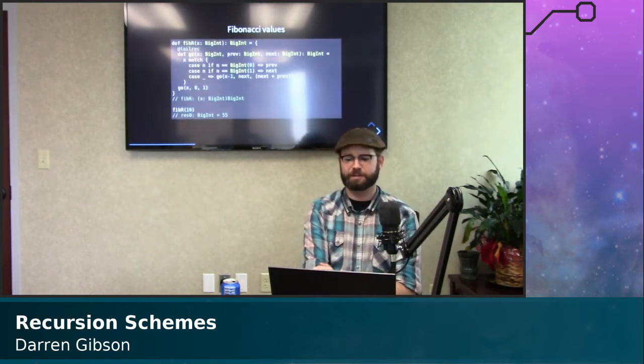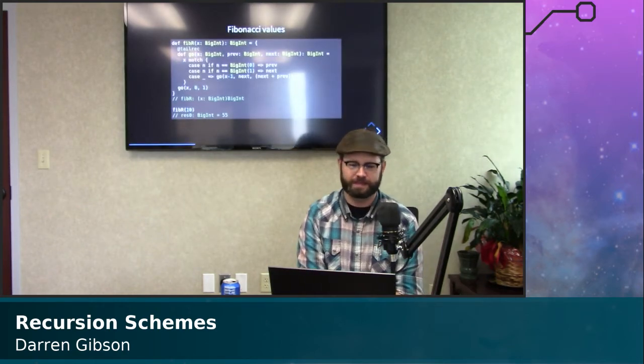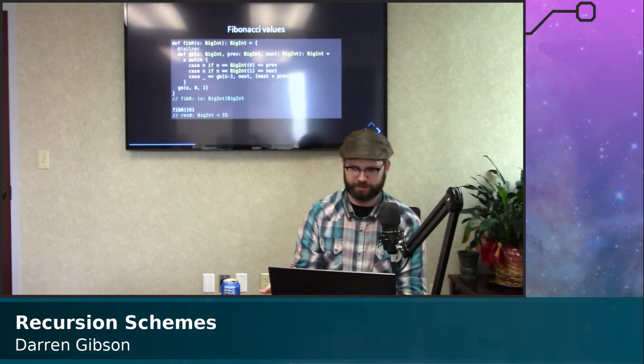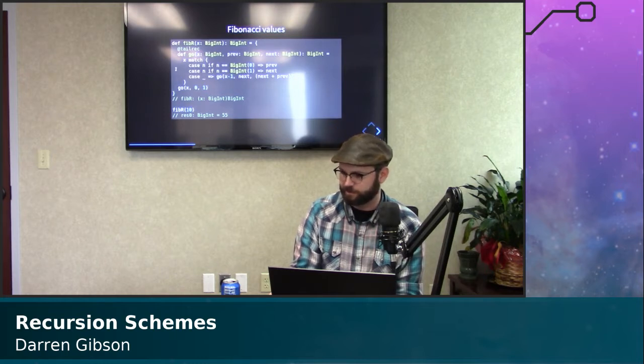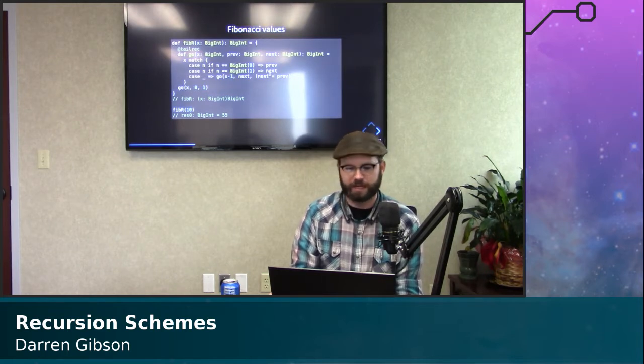All right, so here's a classic example of a recursive function. We have the function that calculates Fibonacci. So we have our tail recursive go function. We got previous, next, sum aggregator, and our go function. We got a lot of stuff going on here.